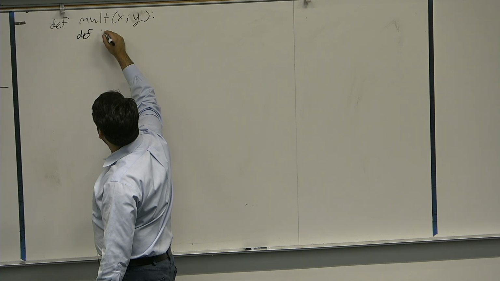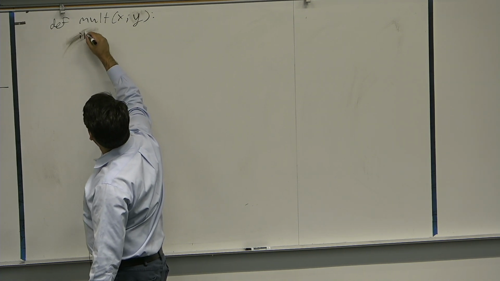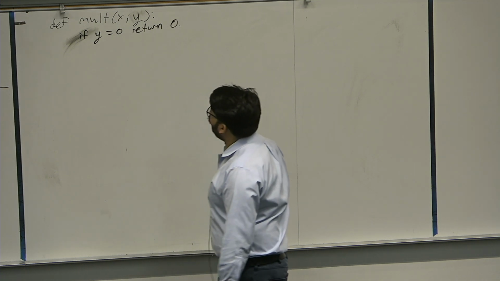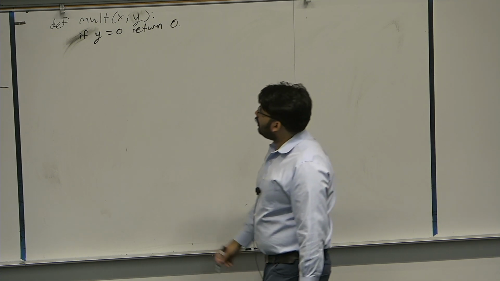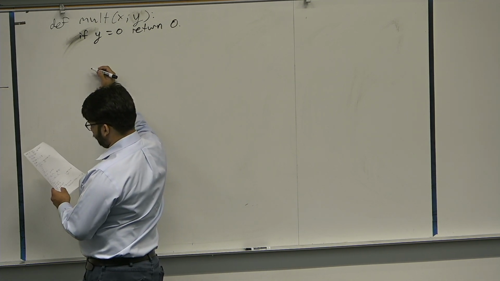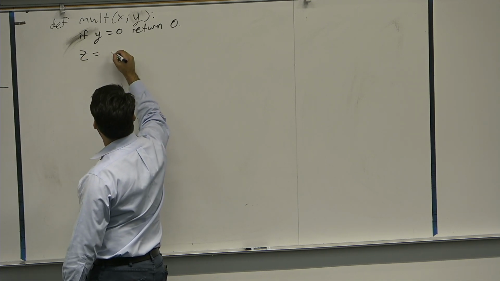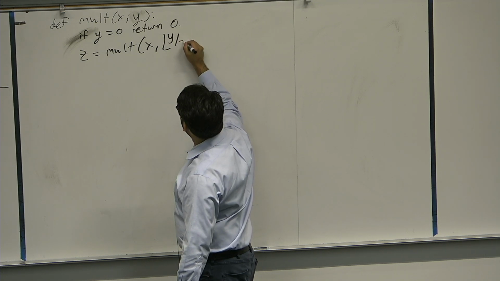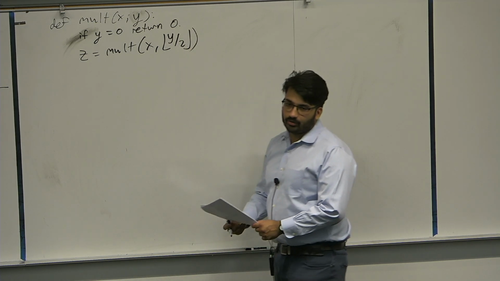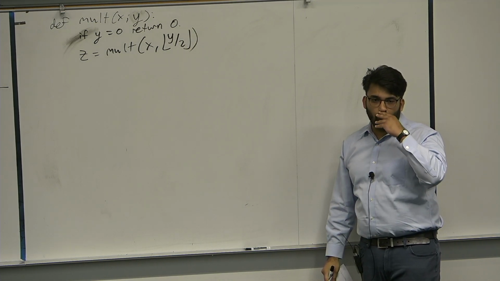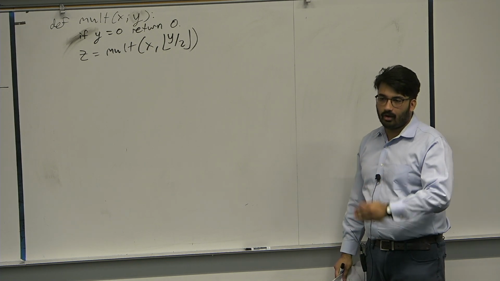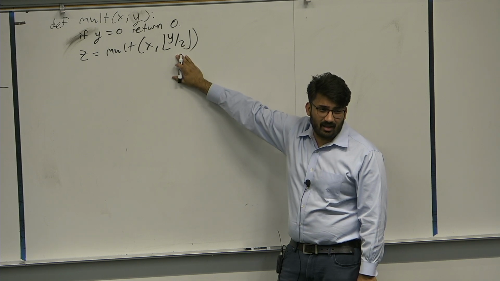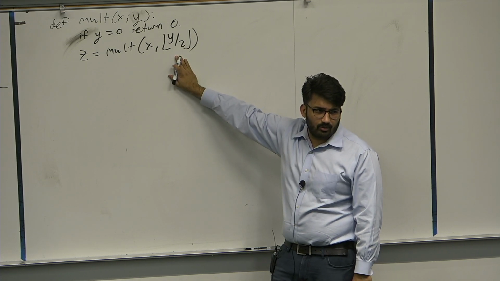What should our base case be? If y is equal to 0, return 0, since 0 times anything is going to be 0. Else, we let z be a recursive call of mult of x and the floor of y over 2. Now what is the floor of y over 2? It's just rounding down: we divide y by 2 and then round down. In a computer science way, what's an easy way to take an n-bit number and compute the floor of y over 2?